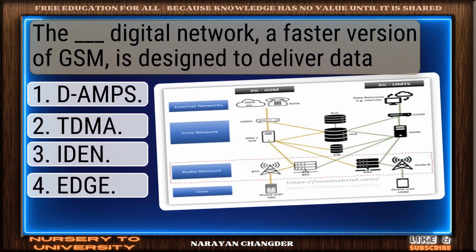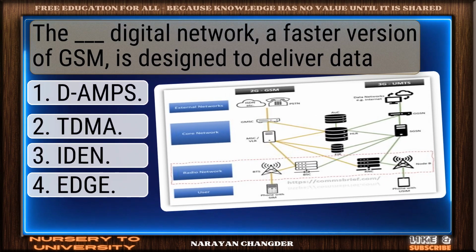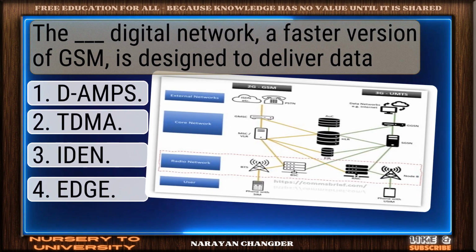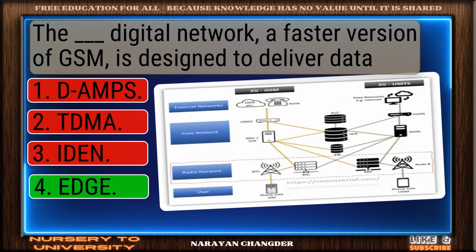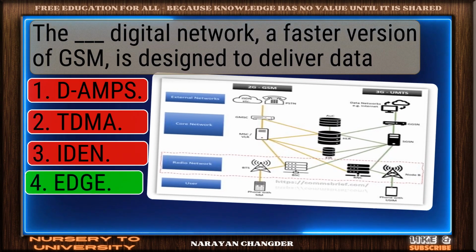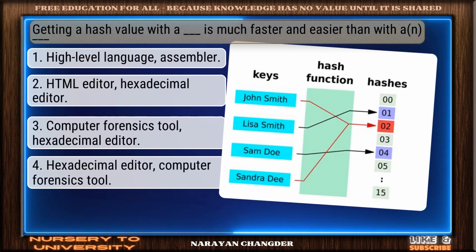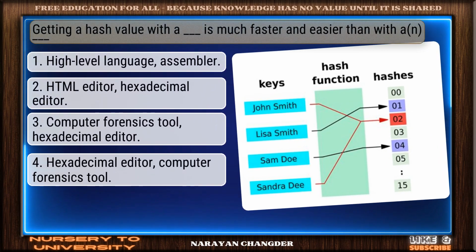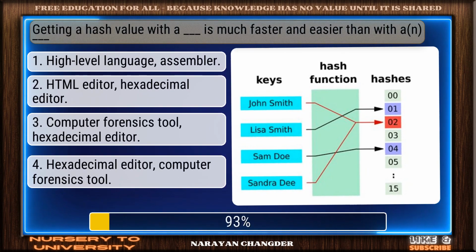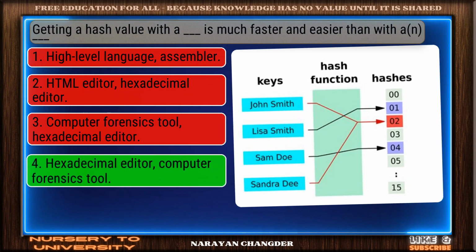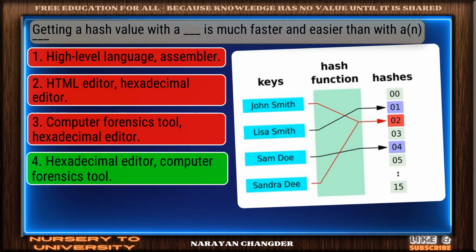Question number 42. The dash digital network, a faster version of GSM, is designed to deliver data. Sharp thinking. EDGE is the right choice. Question number 43. Getting a hash value with a dash is much faster and easier than with a dash. Perfect. Hexadecimal editor, computer forensics tool is the correct choice.